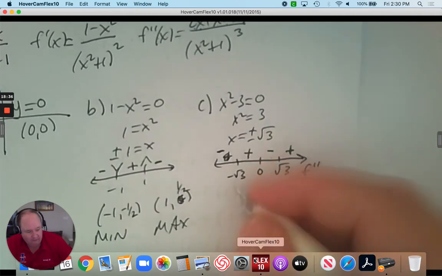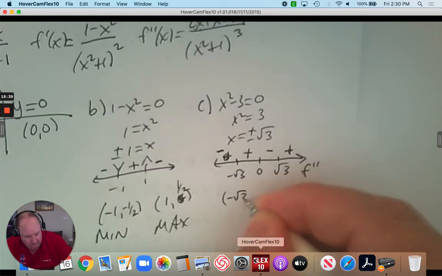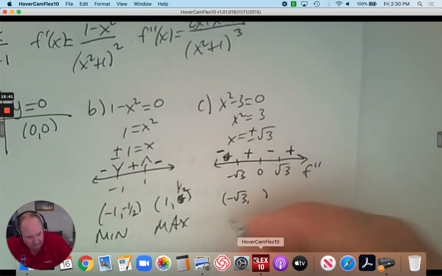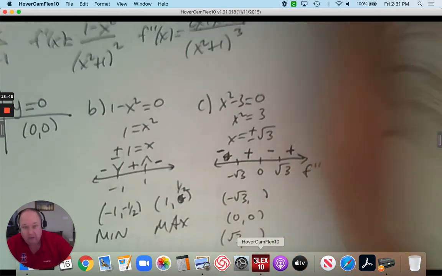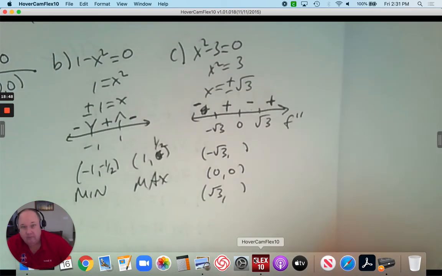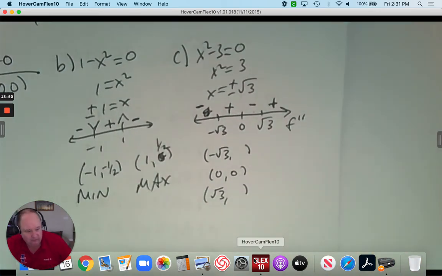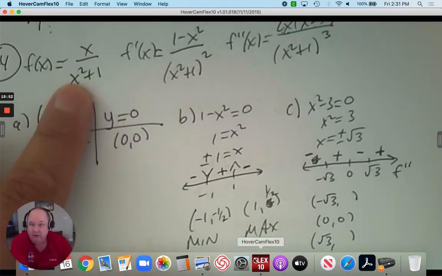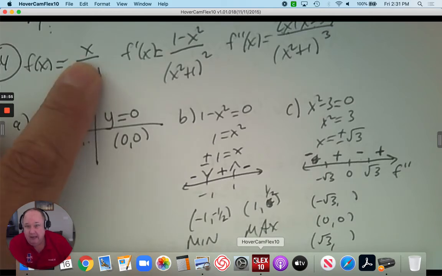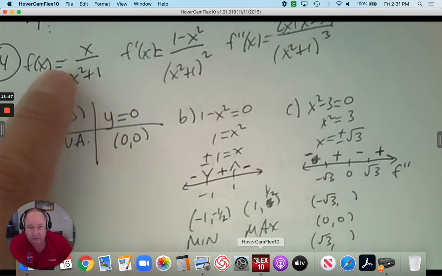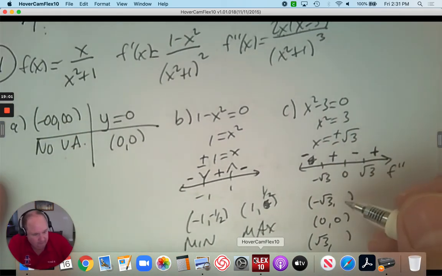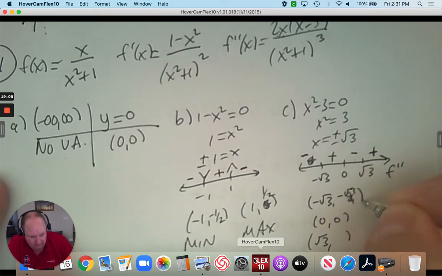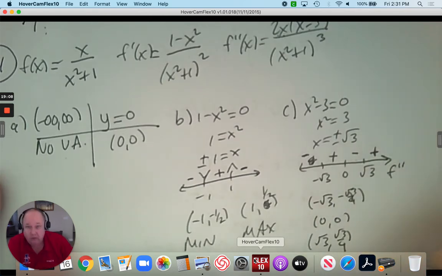So that means at negative root 3, there's a point of inflection. At 0, there's a point of inflection. And at positive root 3, there's a point of inflection. So those are the points of inflection. If I go back and try to figure out the y values, negative root 3, if I square root 3, it's 3. So it's 4. So it's root 3 over 4. So the first one would actually be negative root 3 over 4. And the second one would be positive root 3 over 4.